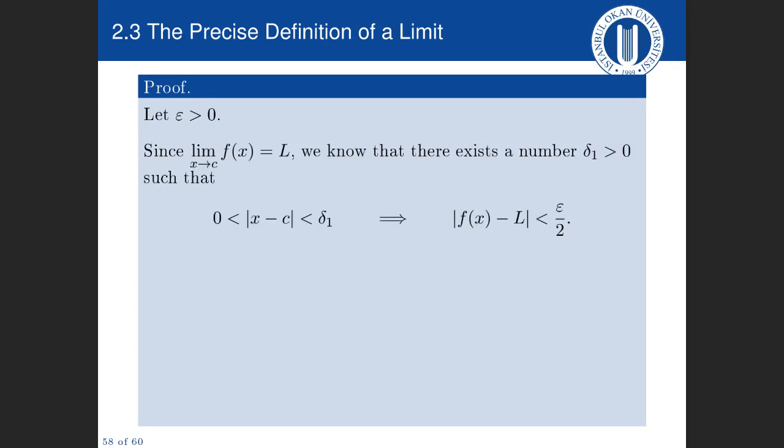Now we know that the limit of f of x is equal to L. So we know there exists some number delta 1 such that if the absolute value of x minus c is between 0 and delta 1, then f of x is close to L. How close? As close as we want. We could choose any number here. I could say I want to have epsilon over 2 here. Remember, the definition says this needs to be true for all numbers epsilon. So we could put anything we wanted here. I could put 1 here, I could put 1 divided by a million here, anything I want. I want to put epsilon over 2 here.